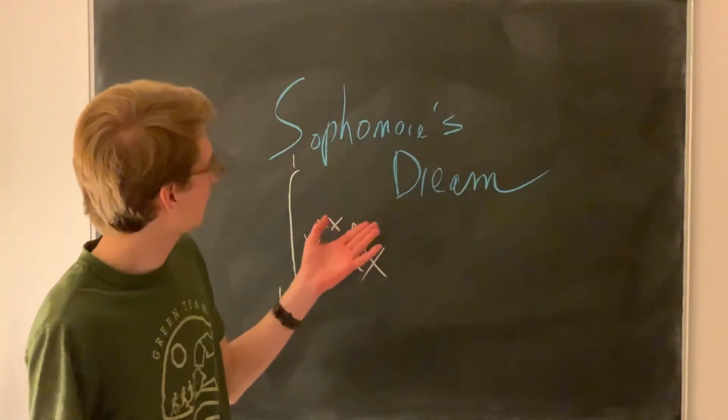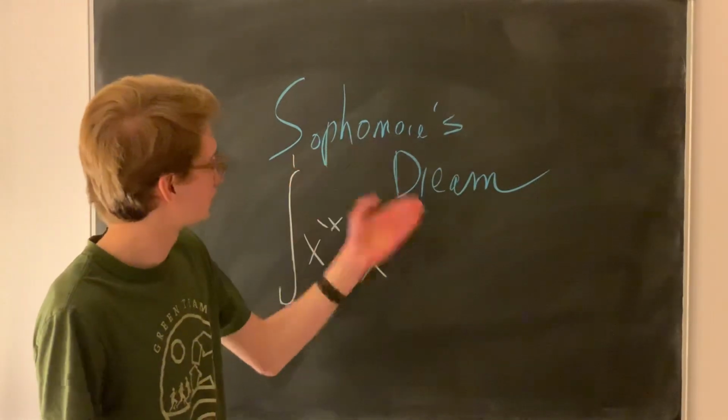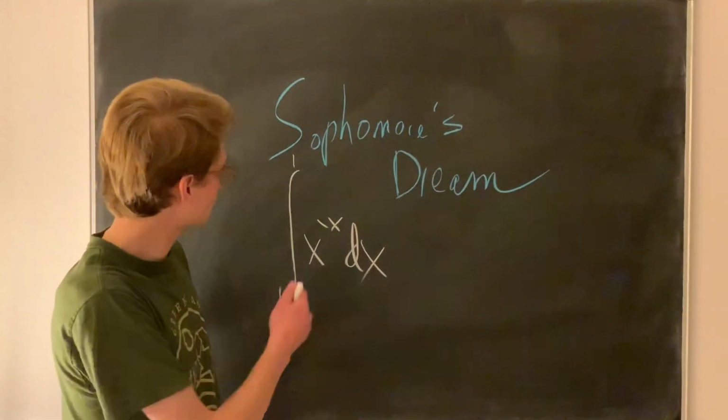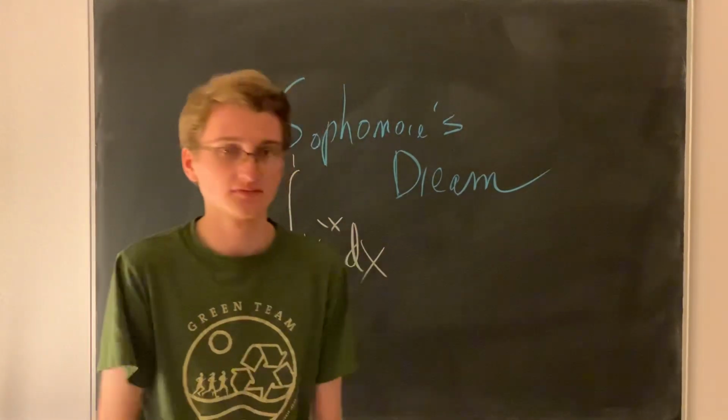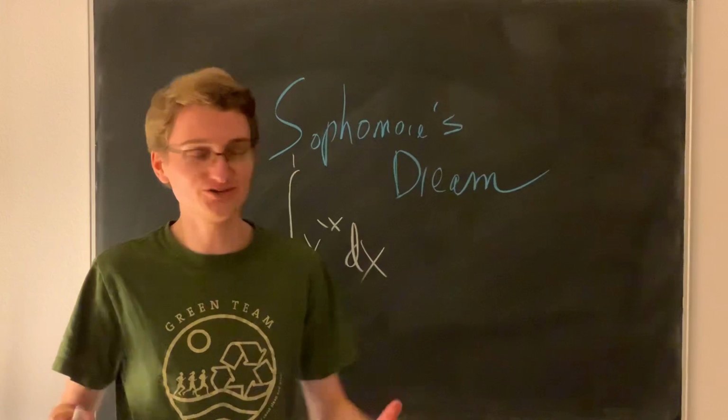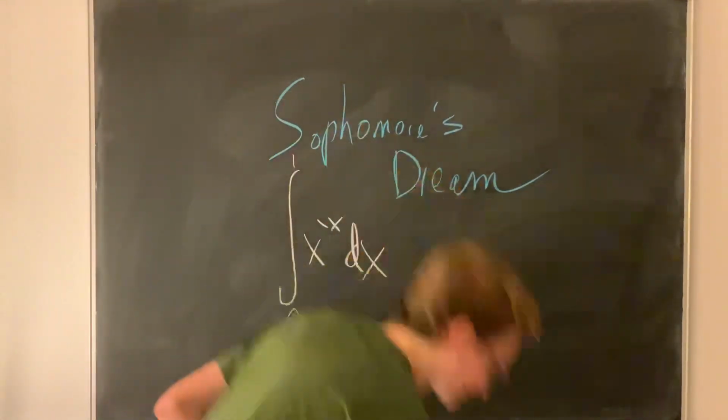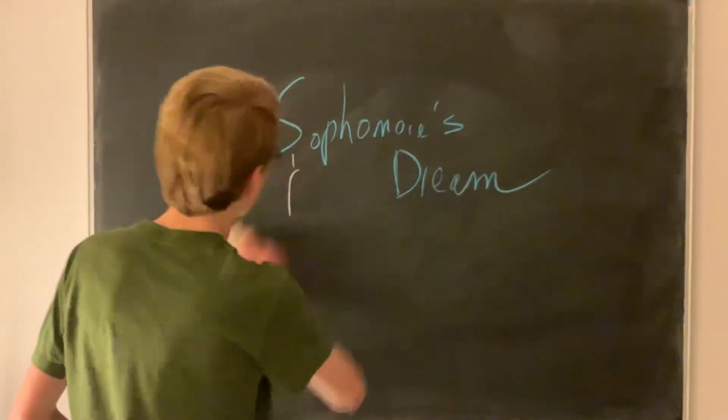We'll be taking a look here at Sophomore's dream, which, as you can see, is the integral from 0 to 1 of x to the negative x dx. So, without much further ado, let's get straight to this very interesting proof.